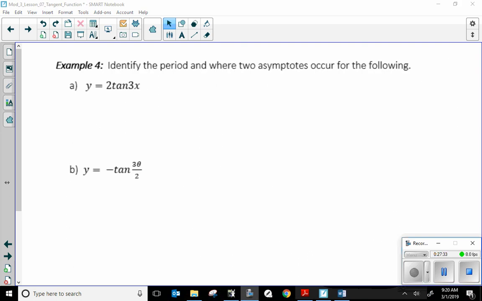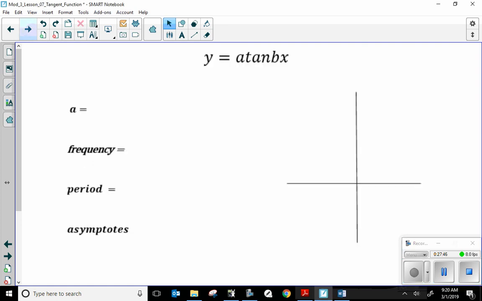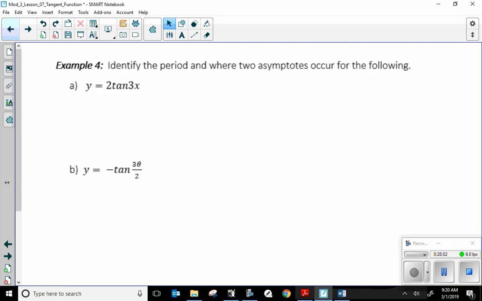Example 4, identify the period and where the 2 asymptotes occur for the following. Okay, before we do this, this was in the notes earlier. I moved it toward the end for right now because it's really a repetition. It's the same thing we did for sine, same thing we did for cosine, and everything is pretty much going to be the same except the asymptotes. So before we do this, identify where the 2 asymptotes occur.